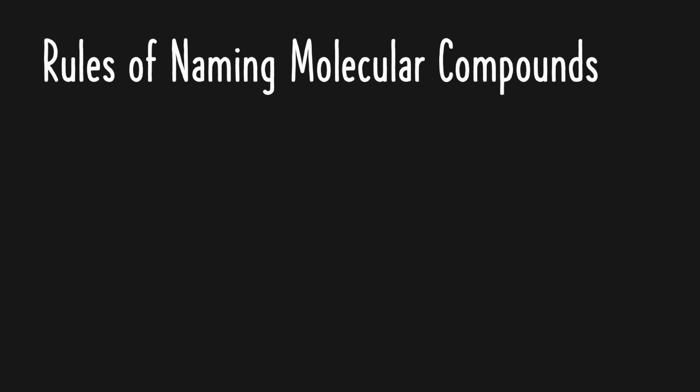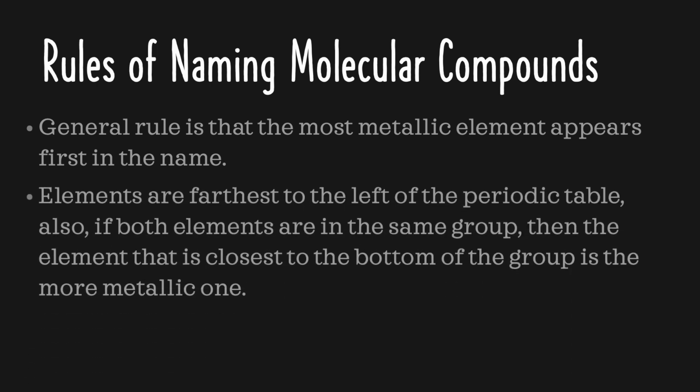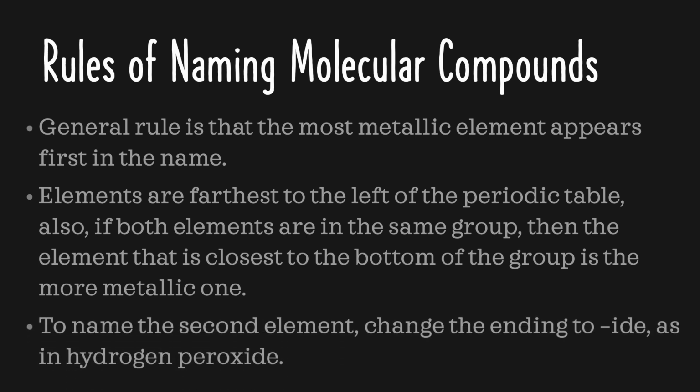Rules of naming molecular compounds. The general rule is that the most metallic element appears first in the name. What does most metallic mean? Elements farthest to the left of the periodic table. Also, if both elements are in the same group, then the element closest to the bottom of the group is the one that is more metallic. To name the second element, change the ending to -ide, I-D-E, as in hydrogen peroxide.